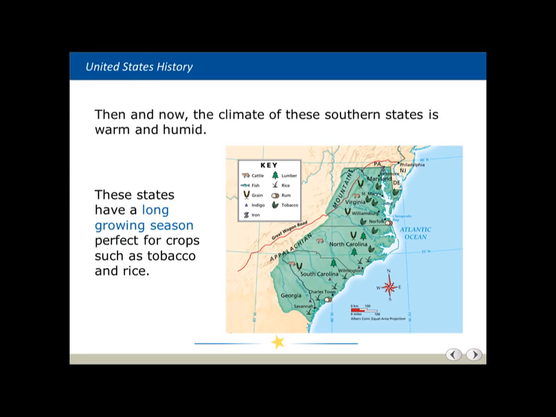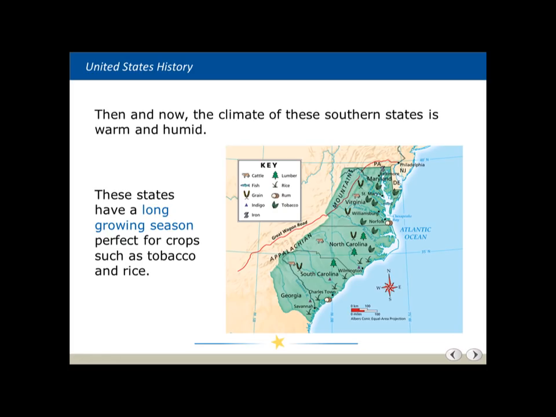Then and now, the climate of the southern states is warm and humid. These states have a long growing season, perfect for crops such as tobacco and rice. So if you look here on the map, the key, again, this area here that I'm showing with the pointer, this is all the Tidewater region. It's lowland. Okay, it's perfect for growing rice. And again, the further inland you go, you're going to see that tobacco is abundant. This is because of the growing season in the south.